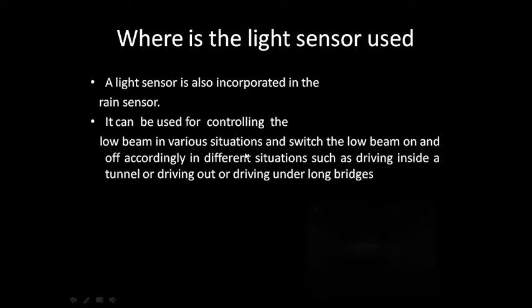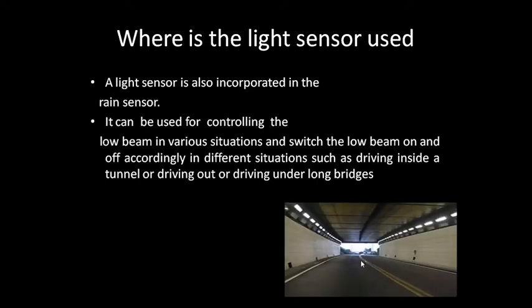Suppose we take a tunnel condition. If we take the condition of a tunnel, the light in the outside part and the light inside the tunnel are very different. So what it does is control the low beam in various situations and switch the low beam on and off accordingly, in different situations such as driving inside or outside a tunnel.